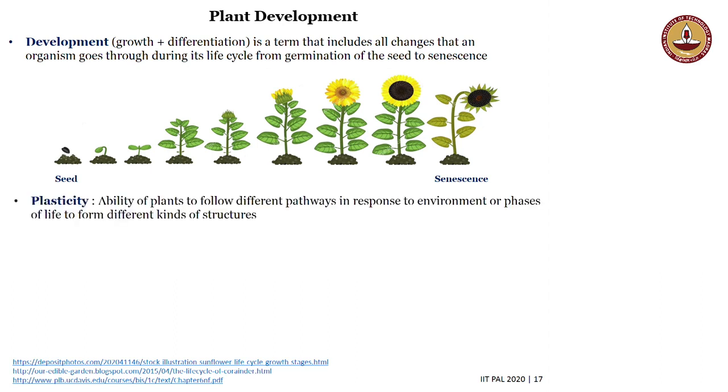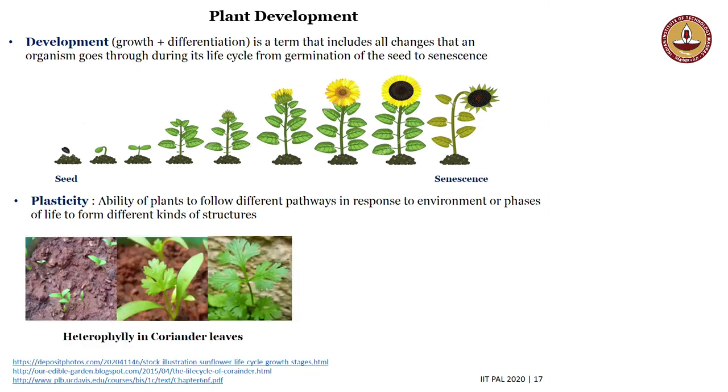Plasticity is defined as the ability of the plants to follow different pathways in response to the environment or phases of life to form different kinds of structures. A very good example which you can see in nature is the heterophylly in coriander leaves. At the germination stage, you can see the leaf structure is different, while at maturity the leaf structure is completely different. It gets broadened.